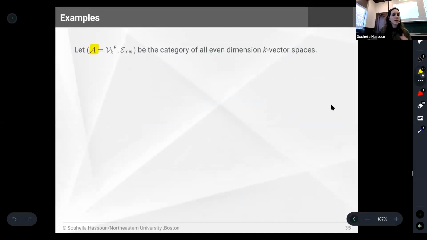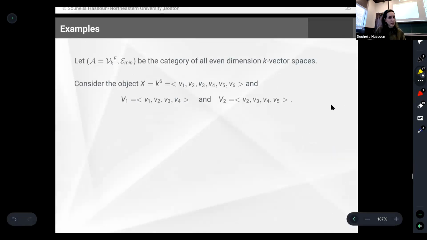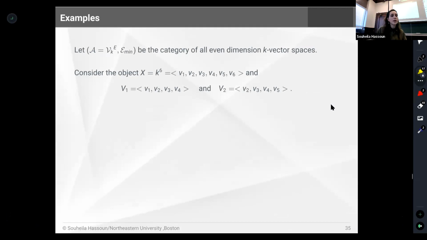So if I take an additive category such as the category of all vector spaces that have even dimensions, so we don't want the odd ones. Since it's an additive category, it's guaranteed that we have at least this exact structure, the minimum one, the split one, the sections and retractions. And if I take this as my exact category, I want an object in this category, so it should have even dimension. So I take K^6, which has dimension 6. So this object is in the category.